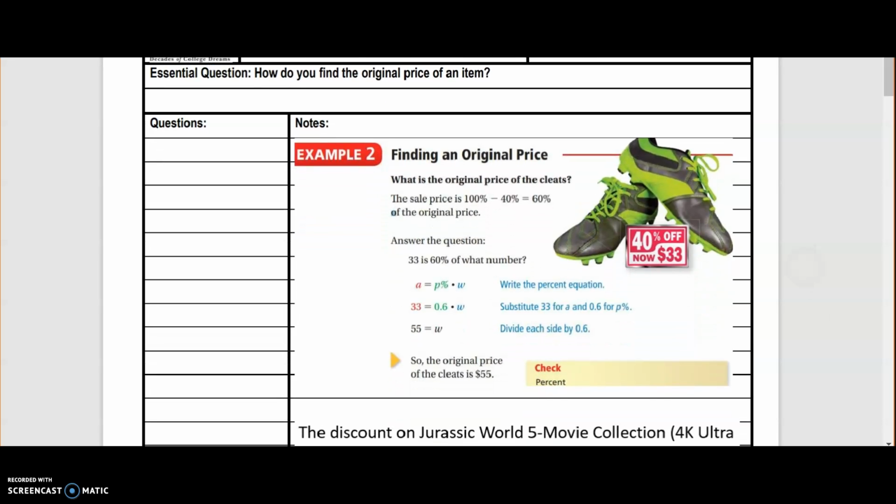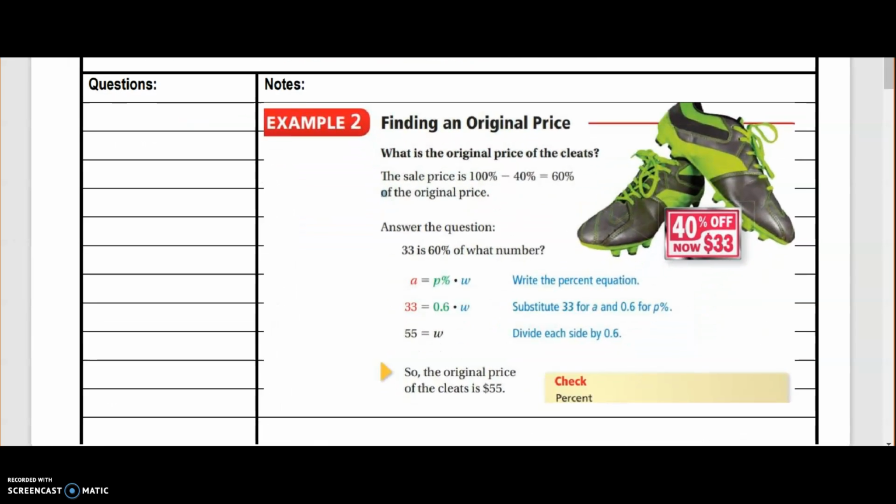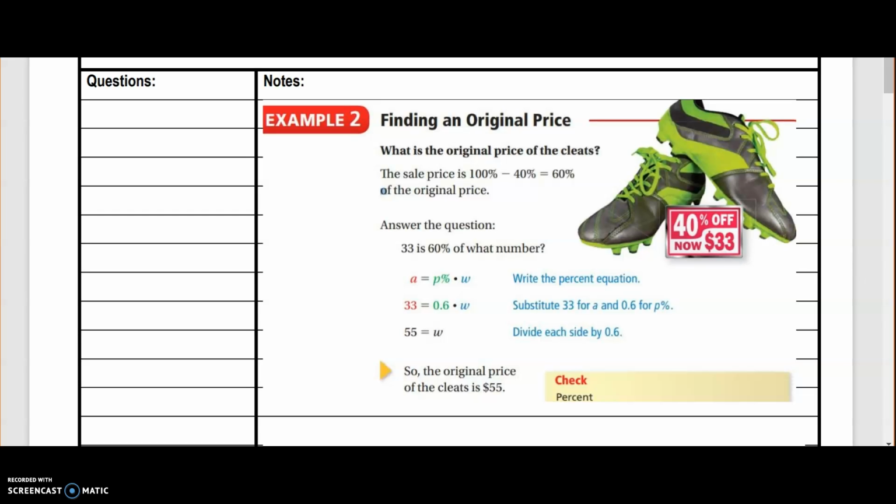So right here, if you look at the first example they have here, they show how you can solve it using equations. I'm going to use proportions, so either way will work, but they show you got to make sure you take that percent minus the discount. So make sure you use that. Okay, so the original price of those cleats are $55. So 40% off should take it down to 33.